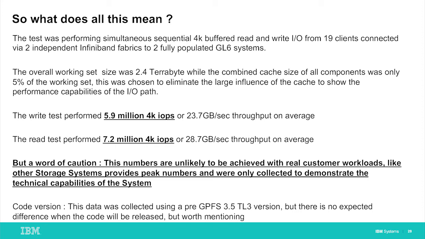So when I calculated, there may be something around a 5% cache hit rate as part of that. So that means the write test performed 5.9 million 4K IOPs, runs at around 23.7 gigabytes per second, and the retest performed 7.2 million 4K IOs per second. So I shared these great numbers with you to then, after that, disappoint you to tell you that this number, using my French, is bullshit.